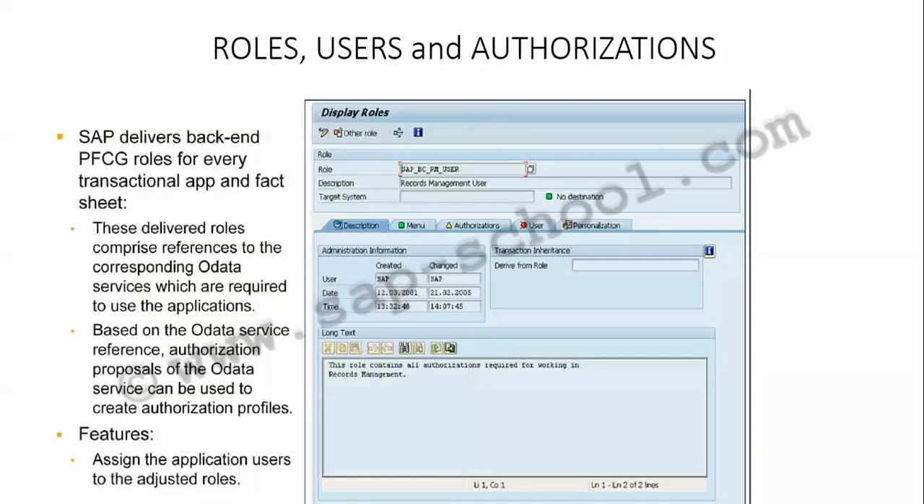In most cases the backend users already exist, and we do have the app specific authorizations. SAP delivers the backend roles for every transactional app as well as the fact sheets. The backend roles for the fact sheets include the authorizations to use the underlying search models and to display the business data from the backend. So we go to the transaction PFCG to assign the roles and the authorizations to the particular users.